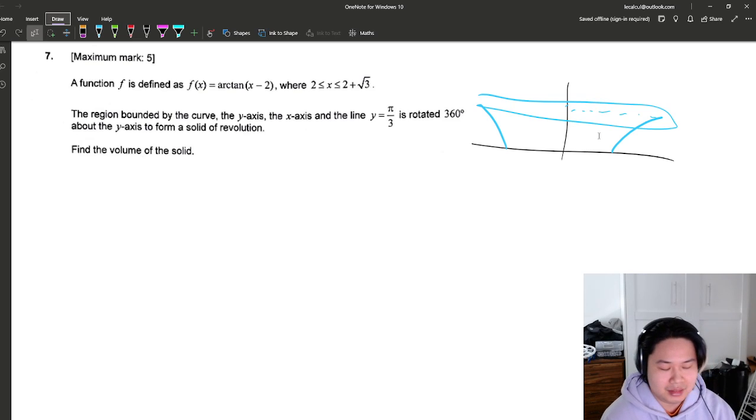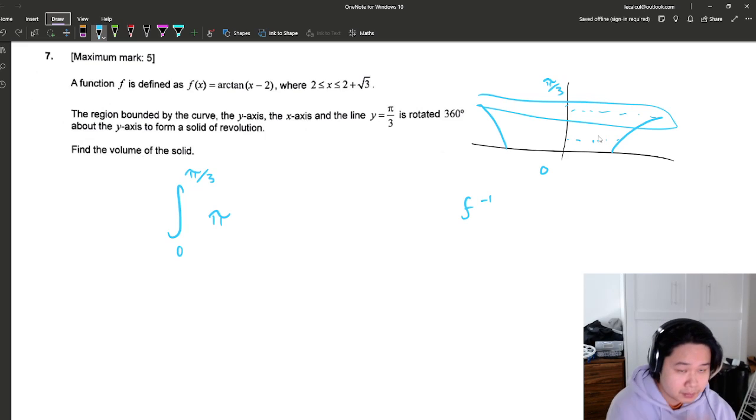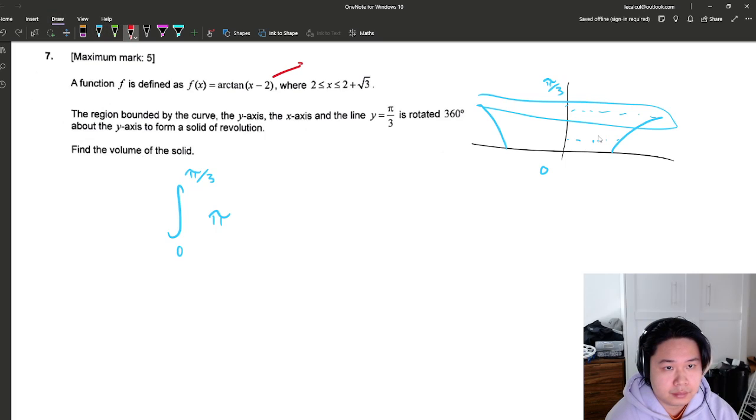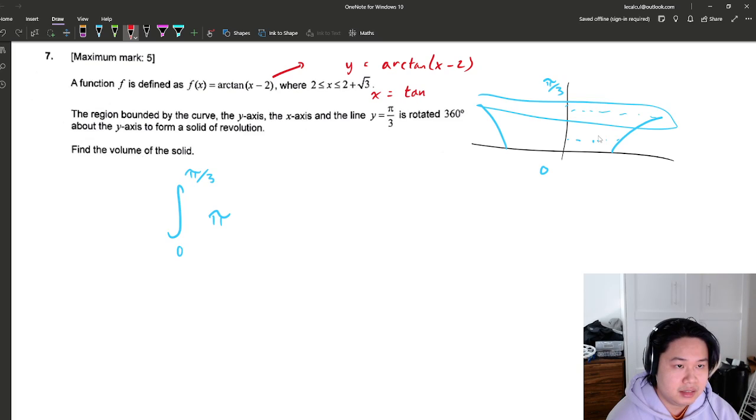Anyways, we want to find the volume of this. There's a formula, just use it. So this is an integration, in terms of y though, from 0 to pi over 3. It's going to be pi, and then you need the inverse function. That's easy enough to do because this is arctan. So y equals arctan of x plus 2, which means that x is going to be tan of y plus 2. Tan of y plus 2 squared dy.